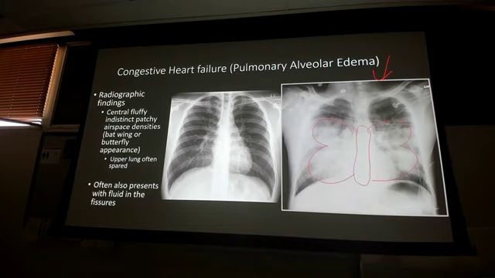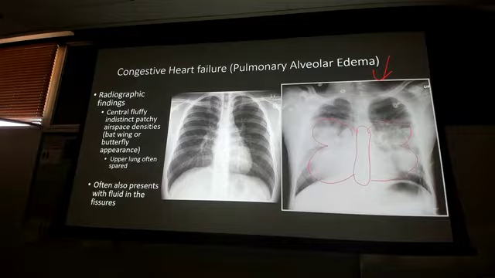I didn't make up the terms, I'm trying to help you see it, right? But the patchiness is usually kind of centralized in that area. It's fluffy, it's patchy, and it's coming out from the spine. And so that's your little butterfly appearance.